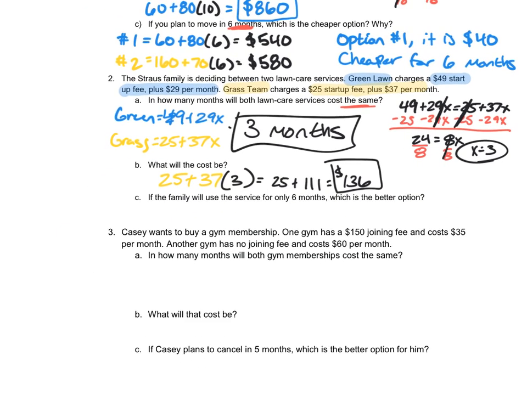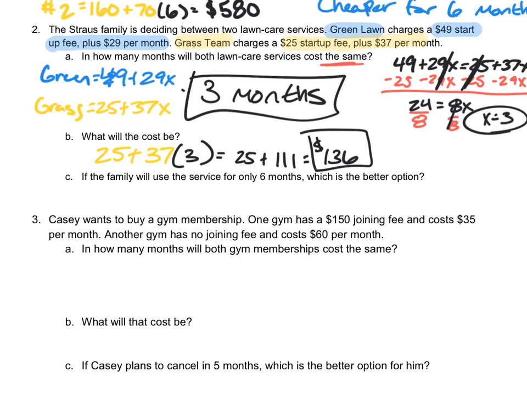Now, C, looking at it, it says, if the family will use the service for only 6 months, which one is better? So that's where you've got to take each of these and multiply it by 6. Okay. So, y'all help me out. Y'all have already worked this out. What did you get for the first one? 223. I would agree. What'd you get for the second one? 247. So the question is, which one is cheaper? The first one, which was green.